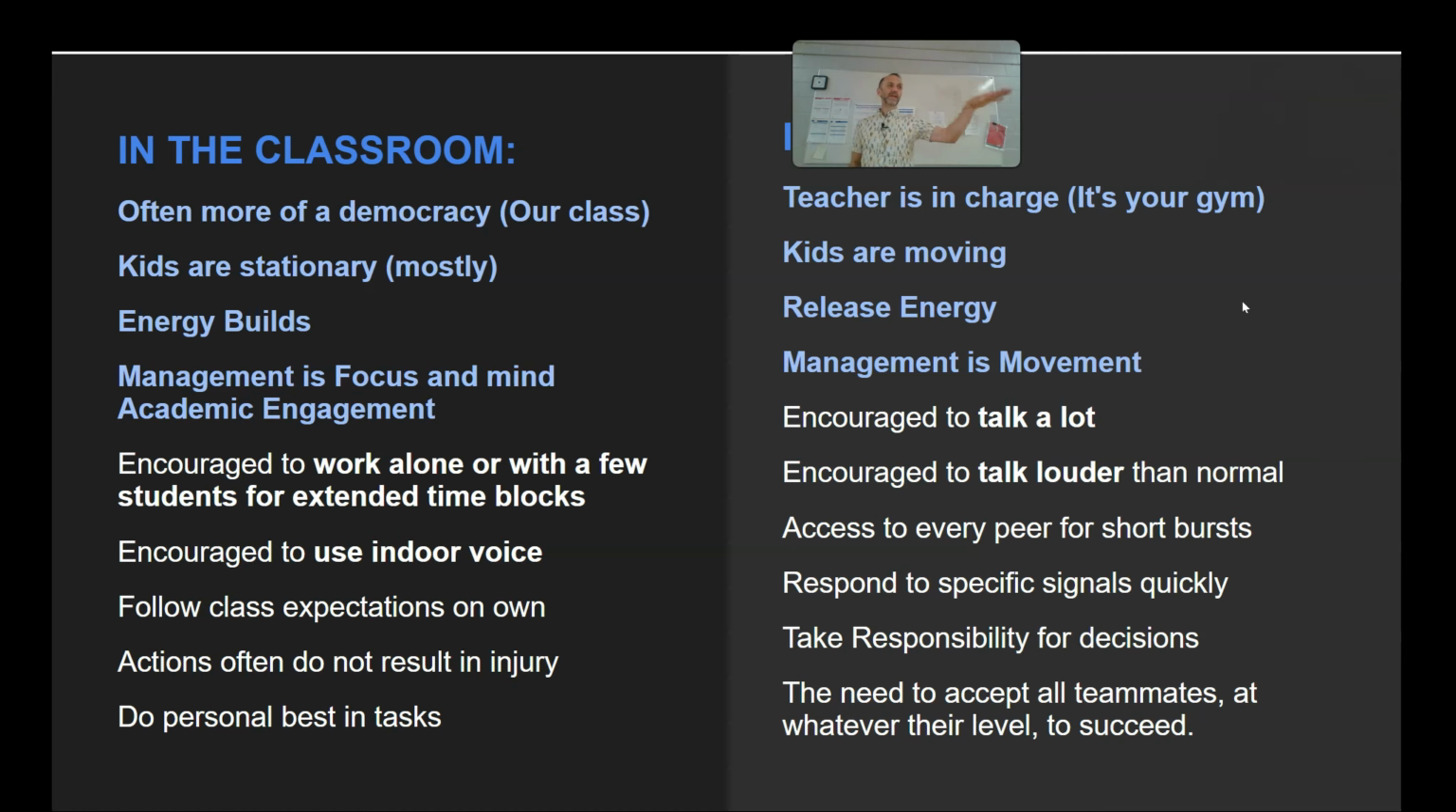That way you know that if something's coming or you see something, you can respond to it. In the classroom, students' actions often don't result in serious injuries. In the gym, there is a high risk of that. And the last one is that in the classroom, it's often what we're doing, what the students are doing. How are they going to make their personal best? Whereas in the gym, there's this big idea that we need our teammates. We can't succeed without them. And that doesn't matter what level they're at. So in this series, I'm going to address many of those things as we go through the shorter videos and in the live sessions.